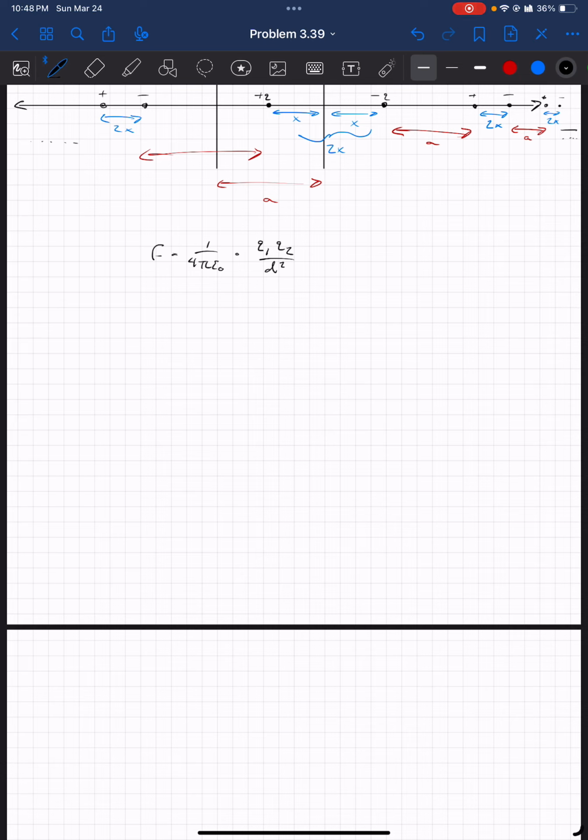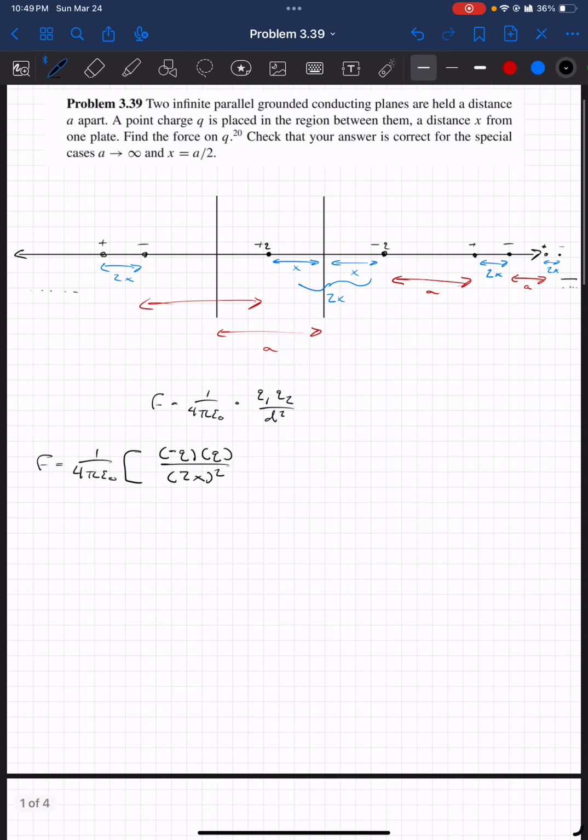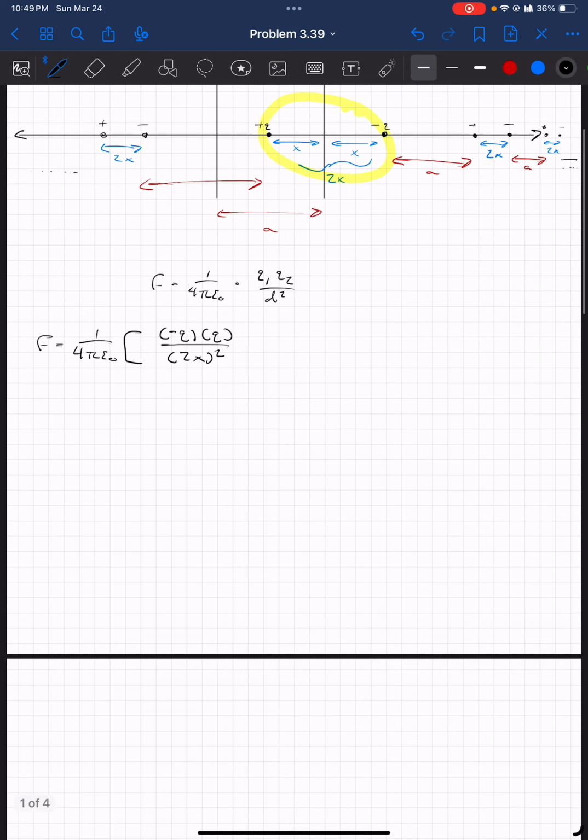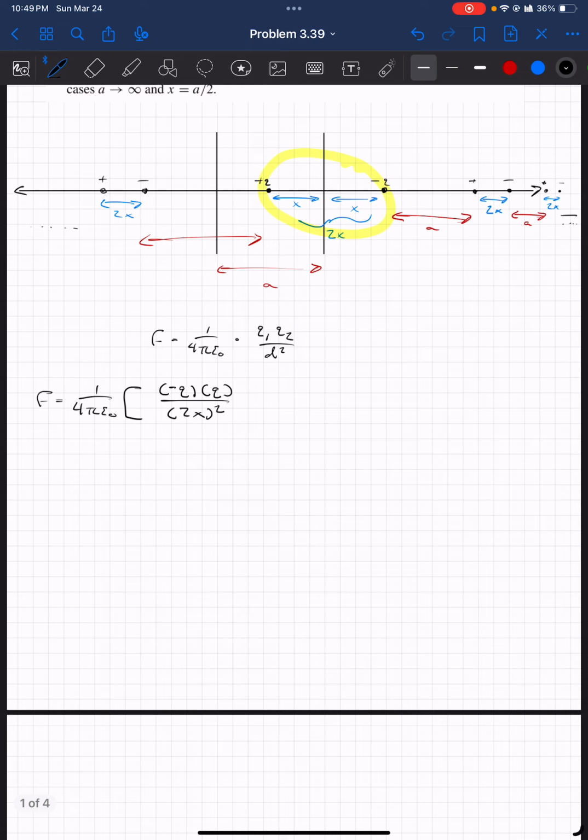Now, to start calculating our force, we will begin with force is equal to 1 over 4 pi epsilon naught multiplied by negative q and positive q divided by the distance 2x squared. This is just our very simple arrangement right here. This is the force from just these two charges. Well, actually, this is just the force from negative q onto positive q.